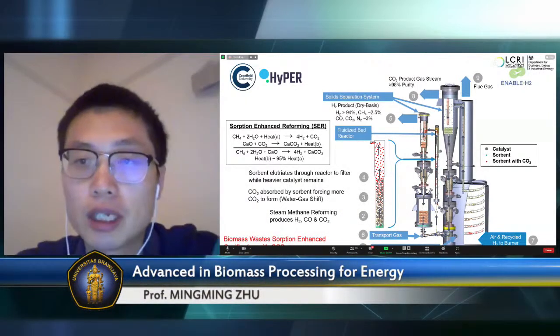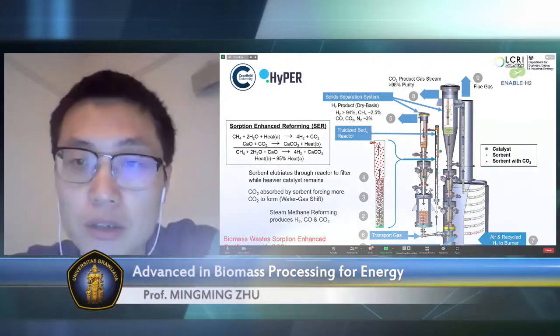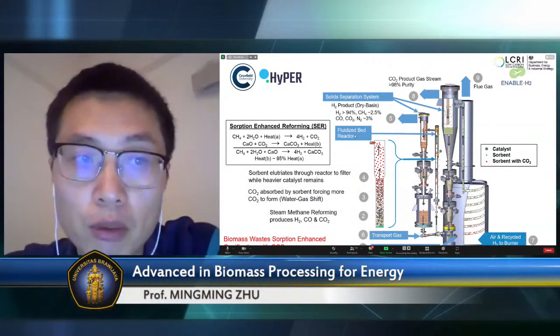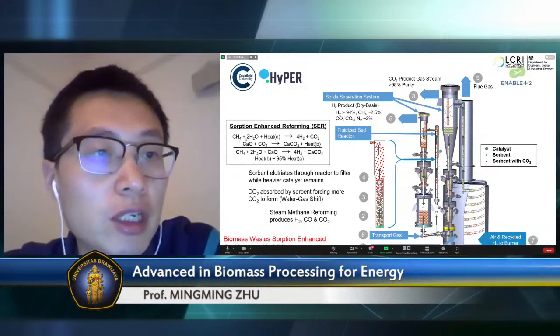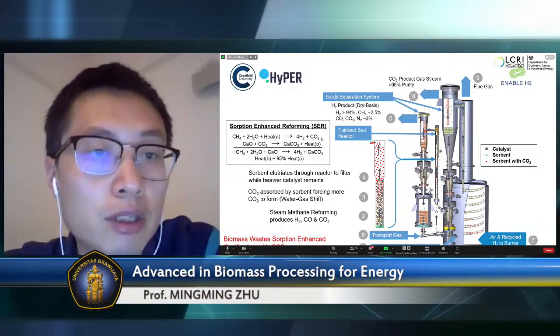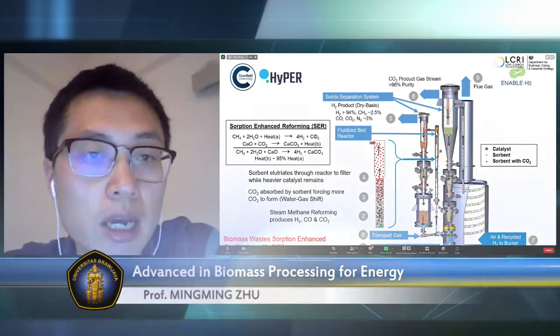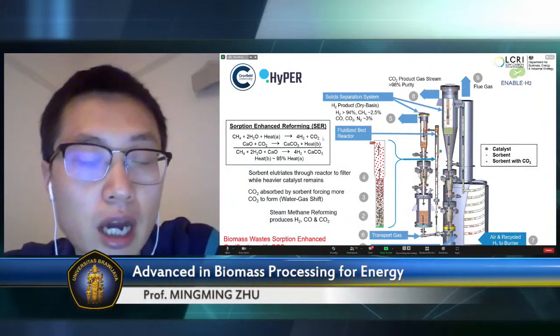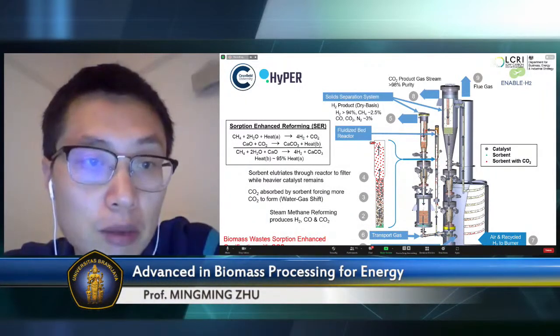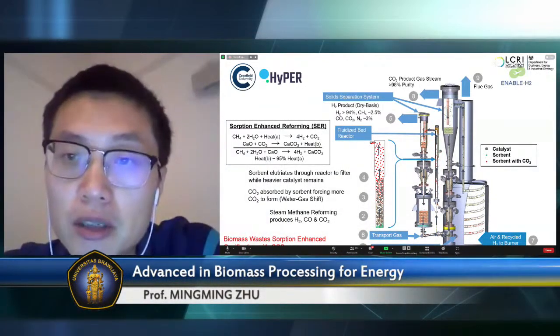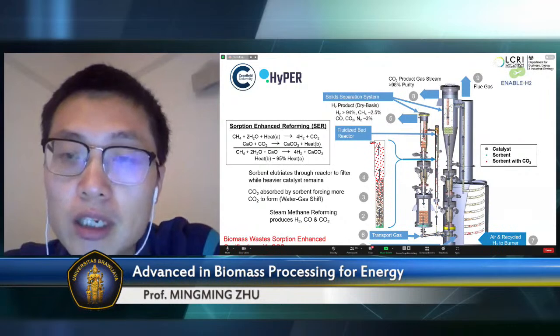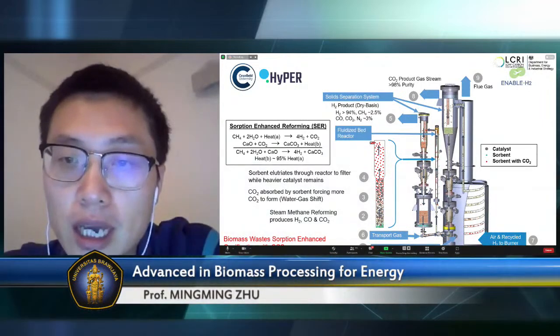So the whole process is about integrating steam reforming with carbon capture. Conventionally, you have steam reforming to produce hydrogen and carbon dioxide. Afterwards, after treatment, you use calcium to capture the carbon dioxide. But in this process, we integrate the two processes together.